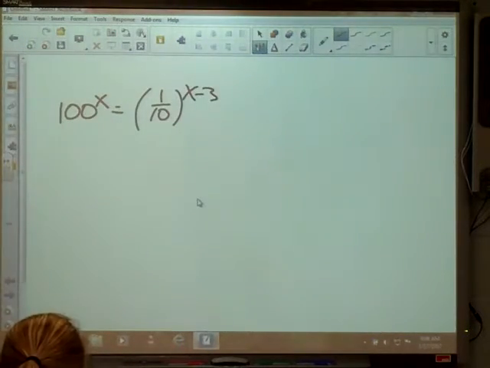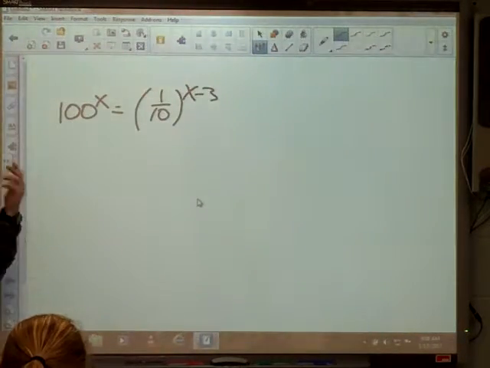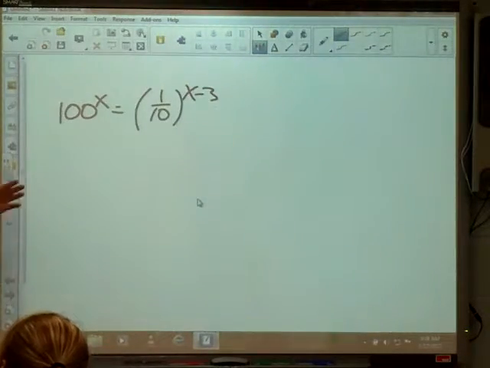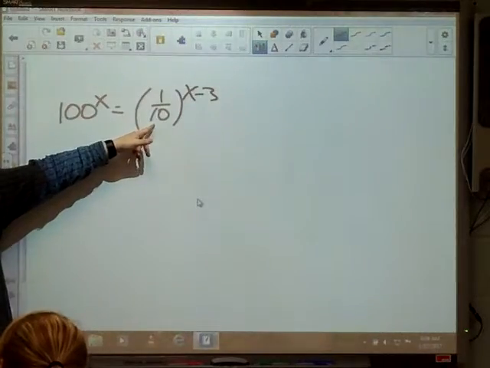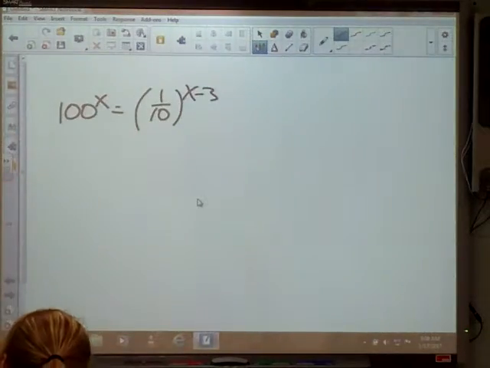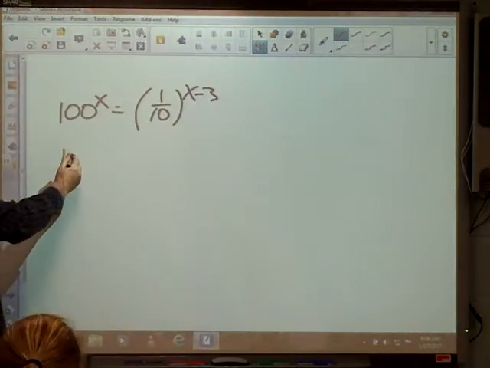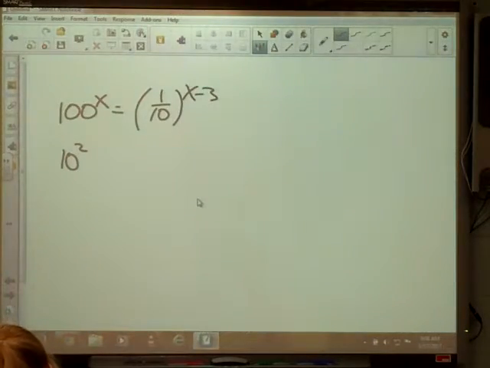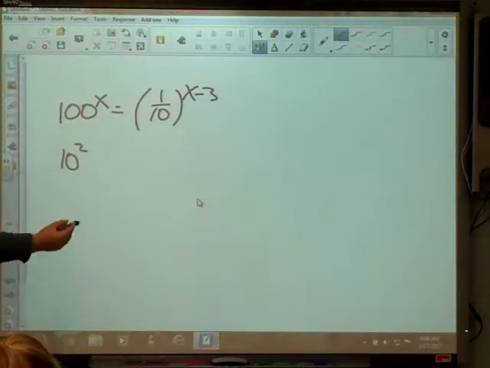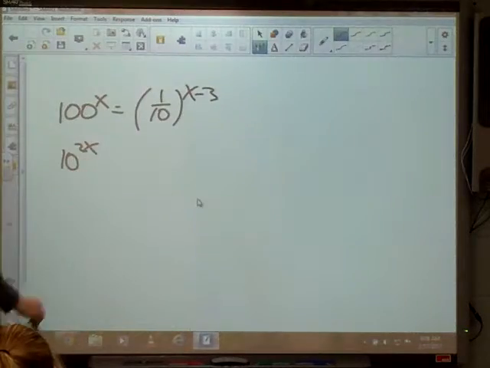And 10 is really easy. What can you rewrite 100 as? Something to what power? 10 squared. The reason she's thinking 10 is because you've got a 10 over here. So that's the thought process. 100 is 10 squared. I didn't change the value, and it still has that x there.